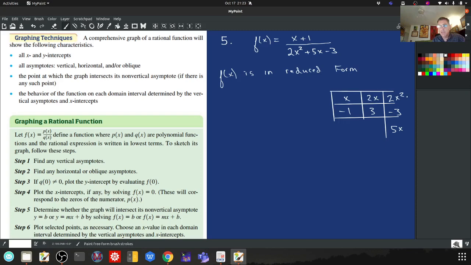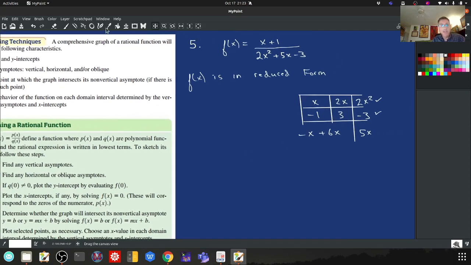So x times 2x is 2x squared. Minus 1 times 3 is minus 3. So x times minus 1 is minus x. 2x times 3 is 6x. Wow. So f of x, I'm glad we did that, that's going to help us out, is equal to x plus 1 divided by the factorization x plus 3 times 2x minus 1. So f of x is in reduced form.